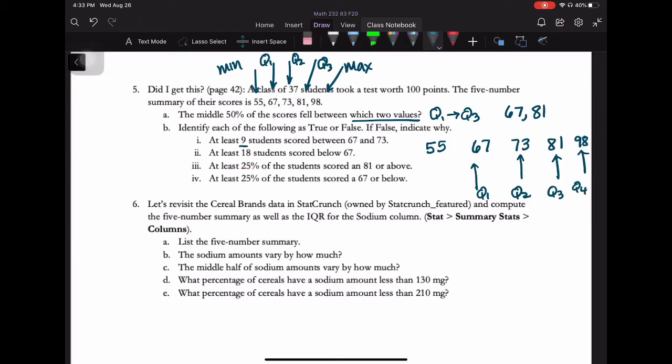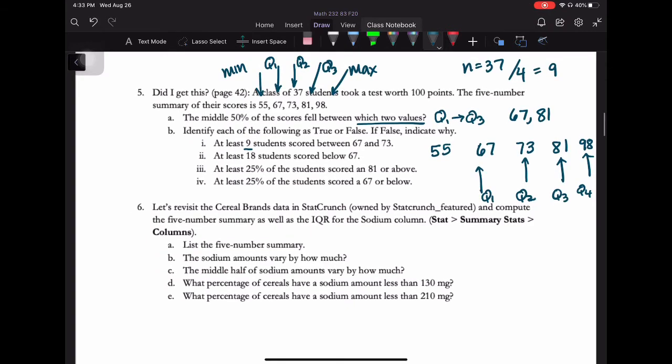And since there's 37 students, if we cut that in 4, you're roughly going to get about 9 with 1 left over. So there should be 9 in each of these values since we're talking about splitting things equally. So at least 9 scored between 67 and 73. That's true because we do have at least 9 there. It could be that there's the one more, but typically that's going to be the median. So we would say, yes, this is true.